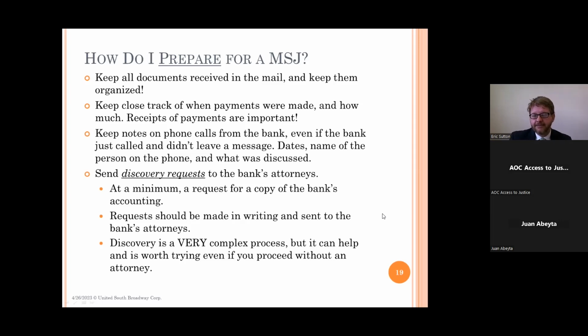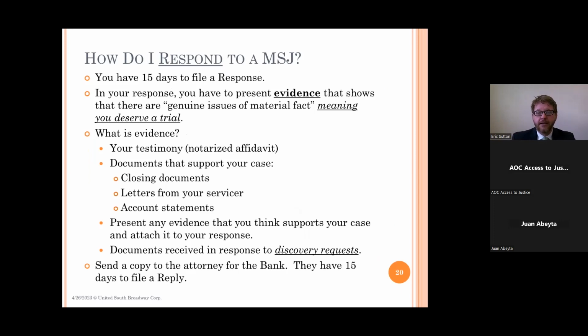It's not necessarily something the borrower will want to participate in, but it's something they can participate in. How to respond to an MSJ.